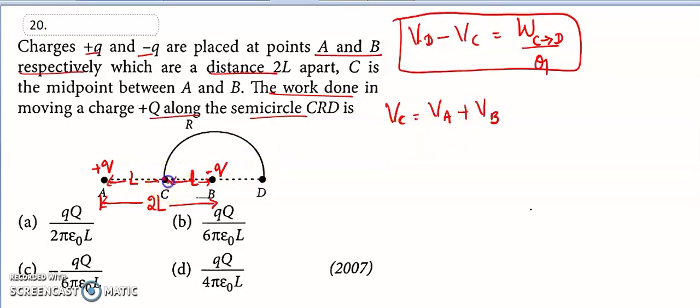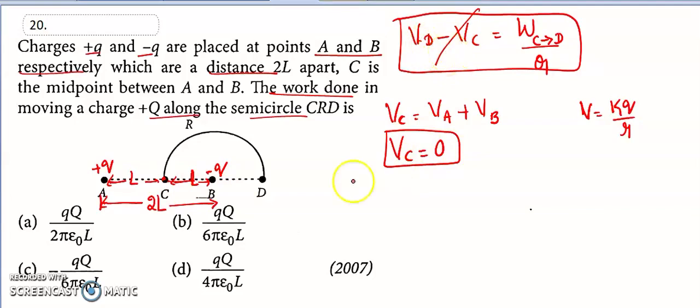So this is a dipole, plus Q and minus Q. The potential at the center of a dipole is equal to what? 0. Why? Because the potential is KQ by R. Look, the charge is plus Q, and this is minus Q. One comes from A, one comes from B, and the distance is the same. Hence the potential at C is equal to 0. Then the potential at D.